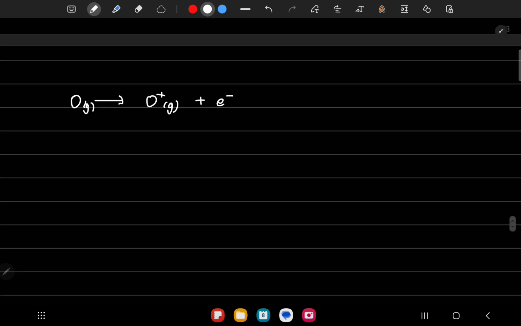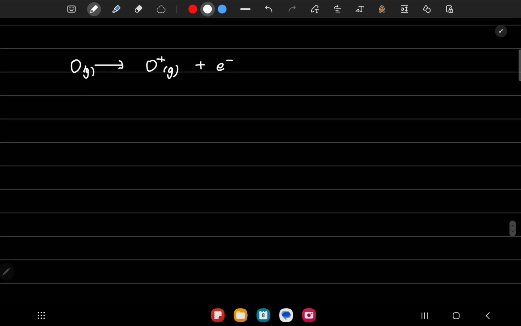So if I look at an example for oxygen, its first ionization will be oxygen gas turning to oxygen plus gas plus 1 electron. Even if I had elements which are normally solid, magnesium for example, even that will have to be used as a gas, since the successive ionization energy is strictly for 1 mole of gaseous element.